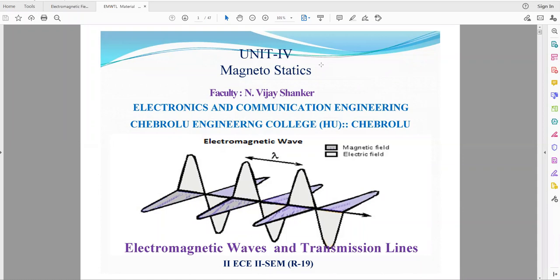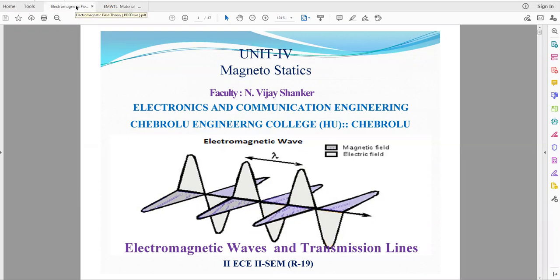Today, we are going to discuss some more examples in magnetostatics, in the 4th unit. In the last 2 classes, we did 10 examples in magnetostatics.